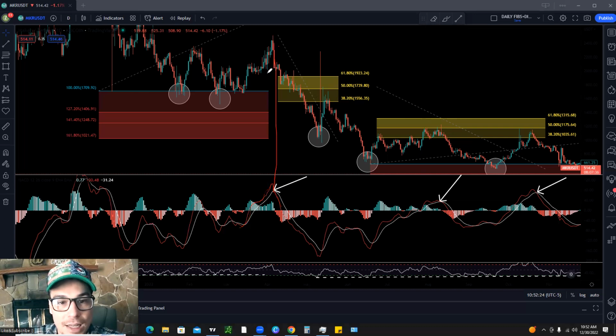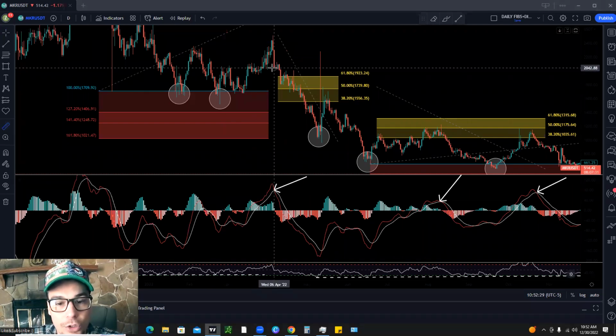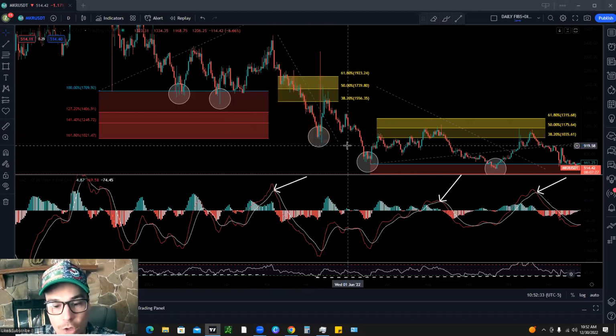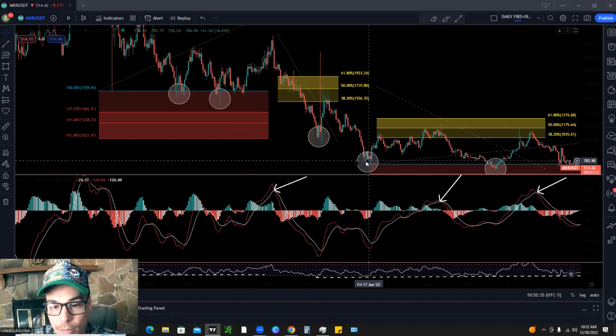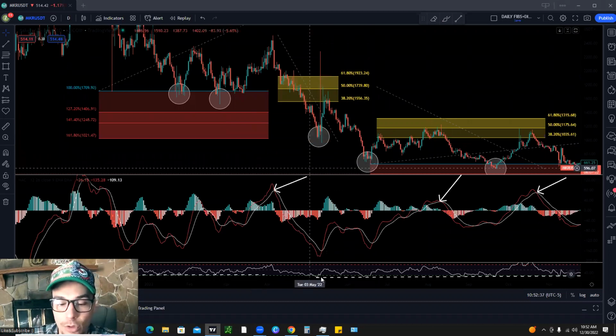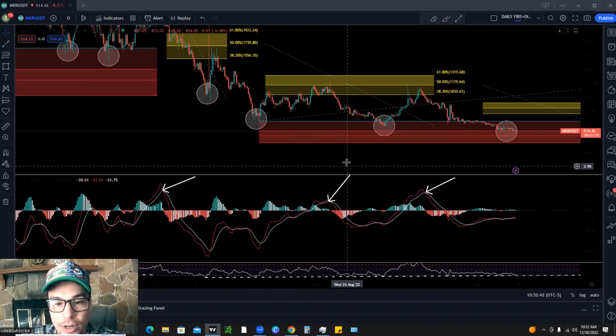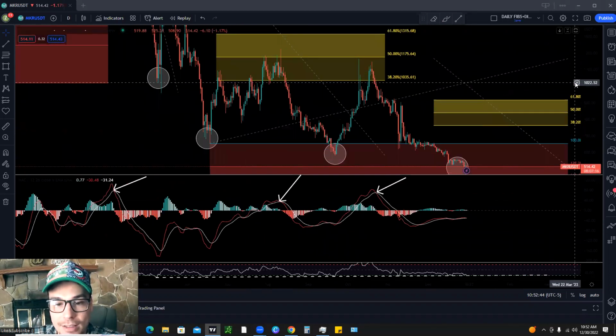So right here we get a sell signal, all right? And then after that, we get a very, very sharp move to the downside. If we take a look, that was a drop of 53% to those lows. Now ultimately it did drop lower, but we had the bullish divergence start right there, and we got a nice little pop.